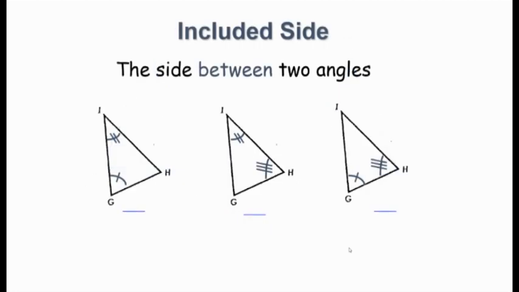Let's try again. Which side will be considered an included side? The first triangle, that will be GI. The second triangle, that will be HI. And the third one would be GH.